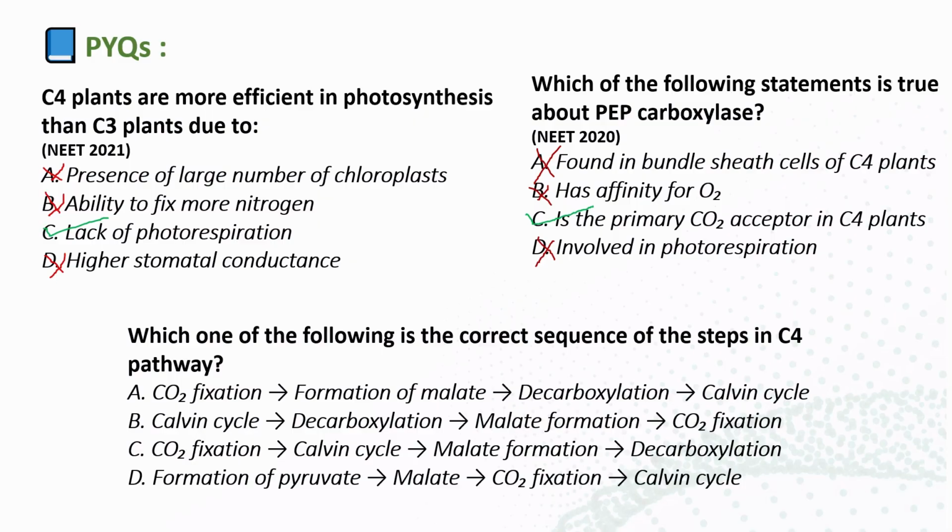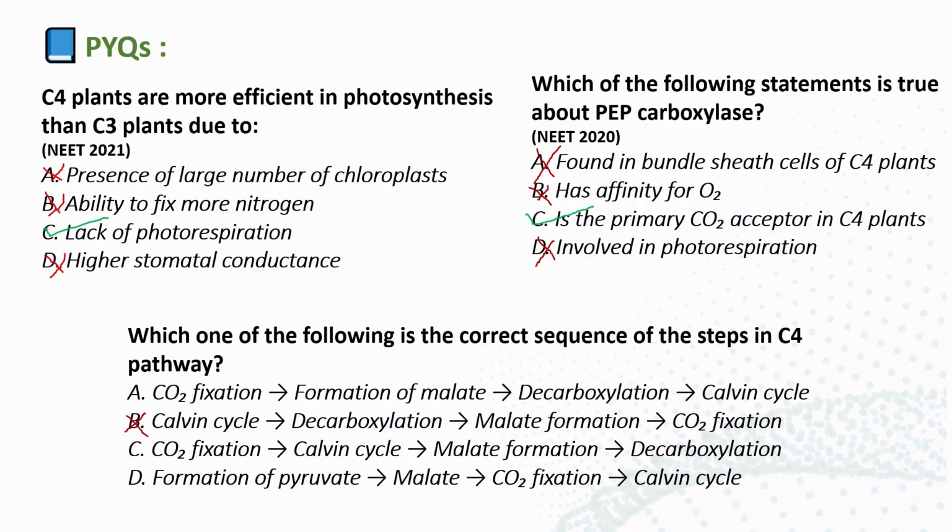From the option itself, from the starting, you can say that this is the wrong one. Why? Because the Calvin cycle will not start from the beginning. It comes in the middle. So this is the wrong answer. If we move on to the next option: first CO2 fixation, then Calvin cycle, then malate formation, and then decarboxylation. Again in this option also you can differentiate.